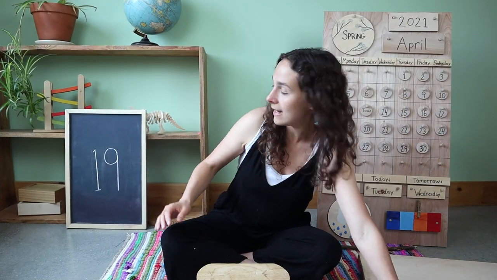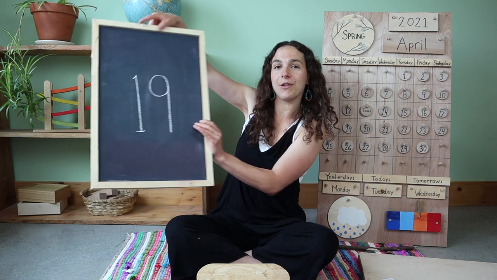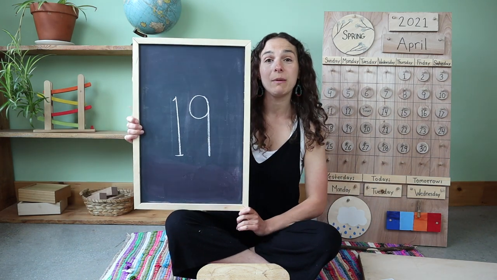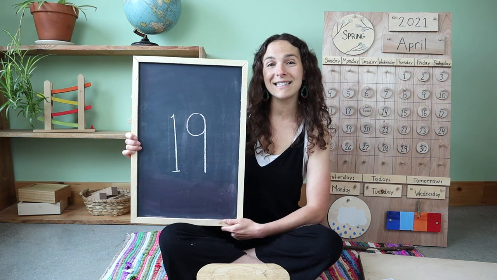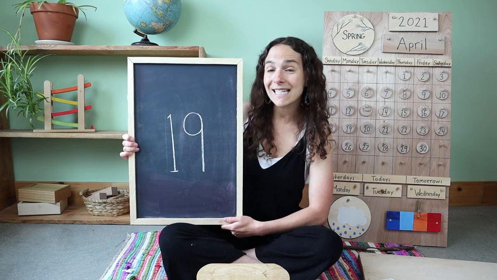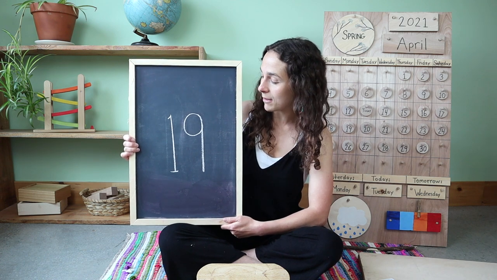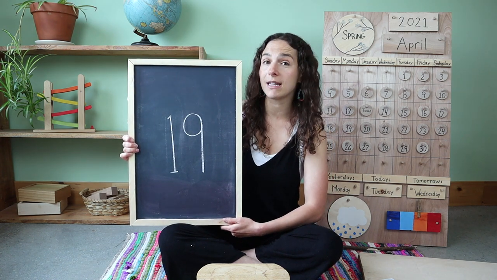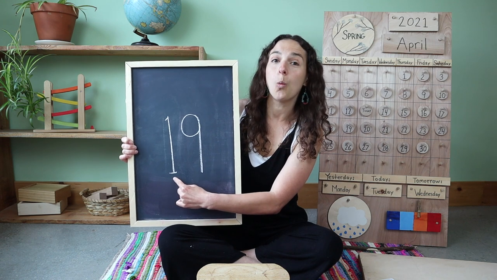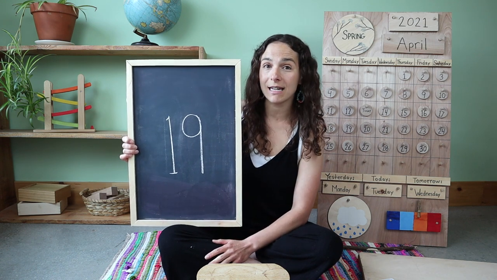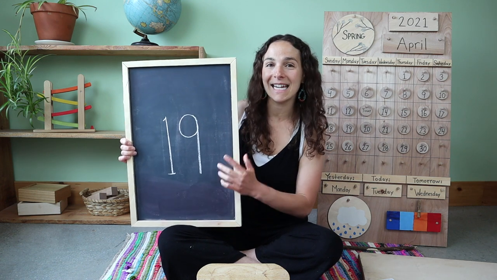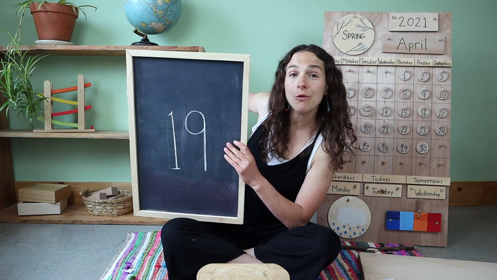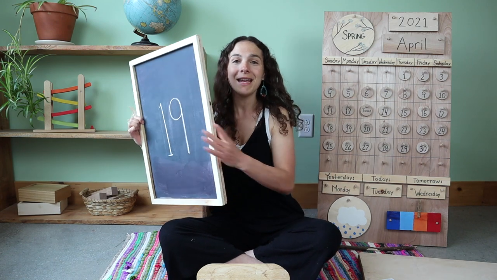Now let's move on to the number of the week. Yesterday we learned this new double digit number. Do you remember what number this is? 19. And when you write the number 19, first you write the number 1, and then you write the number 9. 19. Will you count 19 tally marks with me?